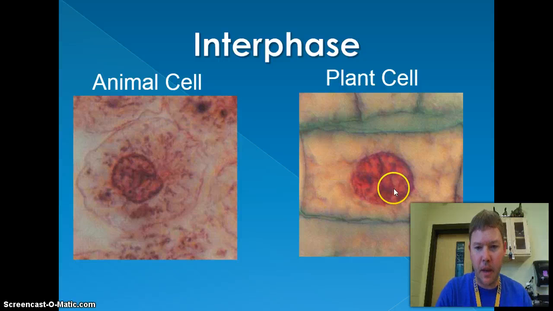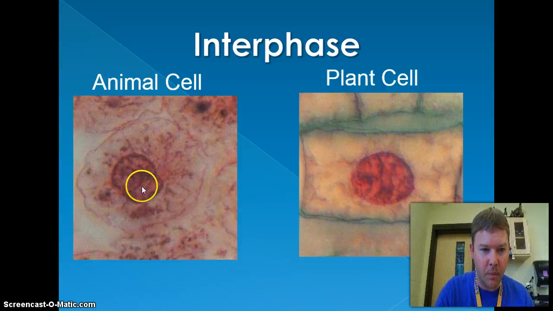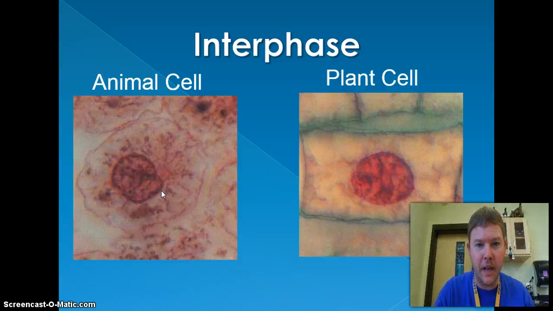And here's a good example. You can kind of see that chromatin right in there starting to form in a plant cell, and even right there in the animal cell as well. So that's a good example of both.